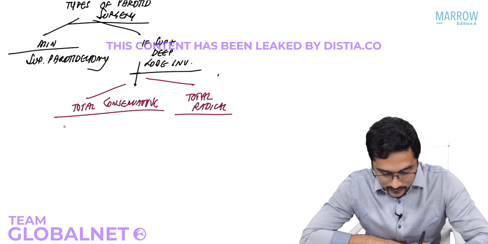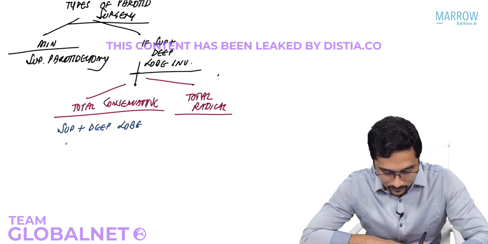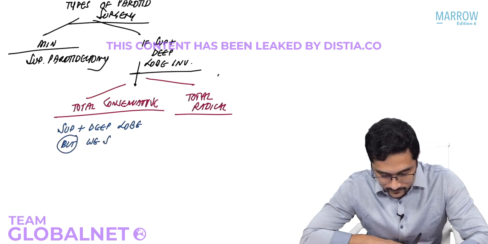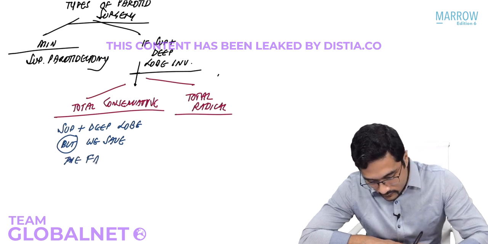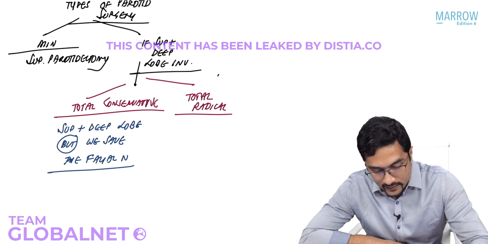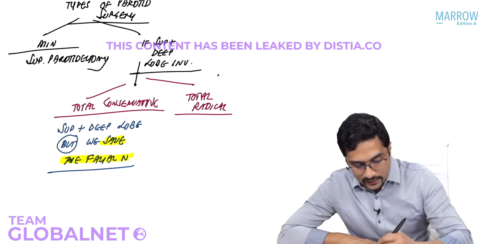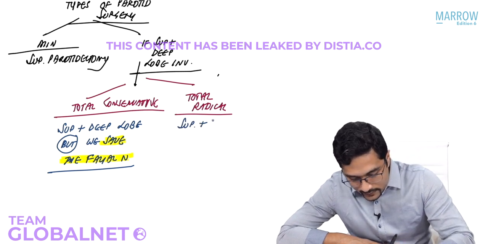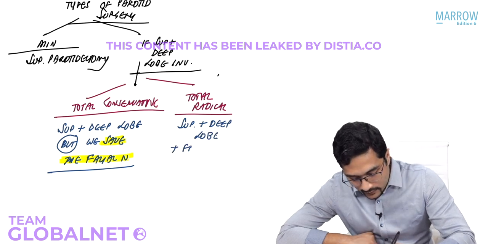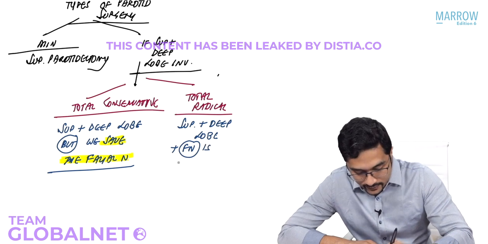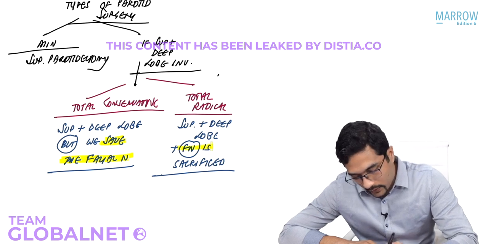Now, total conservative parotidectomy will be superficial plus deep lobe. Both are removed, but we save the facial nerve. So, this is very important. Total conservative is when we are going to save the facial nerve, but superficial and deep lobe both will be removed. Total radical parotidectomy is superficial plus deep lobe plus facial nerve. FN, the facial nerve, is sacrificed. If you sacrifice the facial nerve to remove the tumor, then it becomes a total radical parotidectomy.